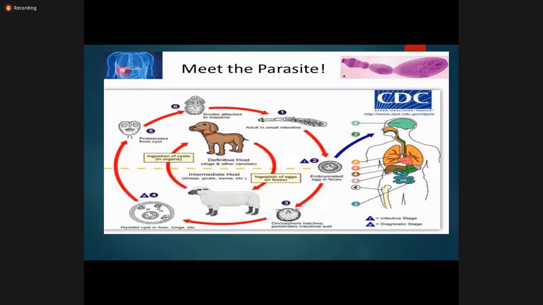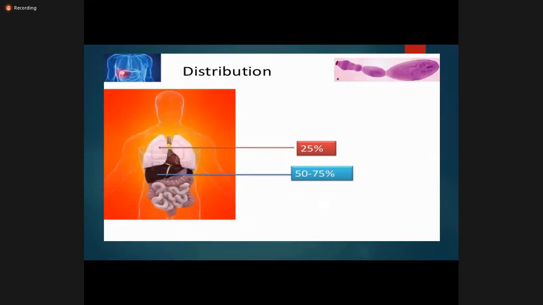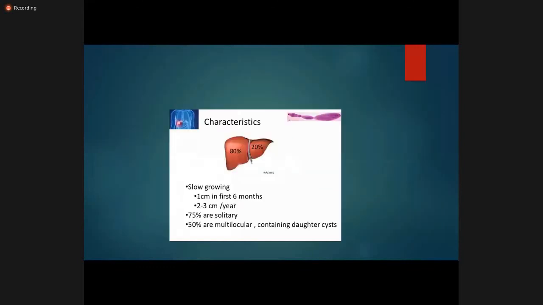So this is the life cycle of Echinococcus granulosus. Dog and sheep are the intermediary hosts. The definitive host is the dog, and it affects human beings as well. Once the human being is affected, most commonly the cyst lodges itself in the liver, predominantly in 50 to 75% of the cases, and then goes to the lungs in 25% of the cases. It affects the right lobe in 80% of the cases, and the left lobe in 20%. They are slow growing, 1 centimeter for the first 6 months, then 2 to 3 centimeters per year. 75% are solitary, and 50% are multilocular, containing daughter cysts.